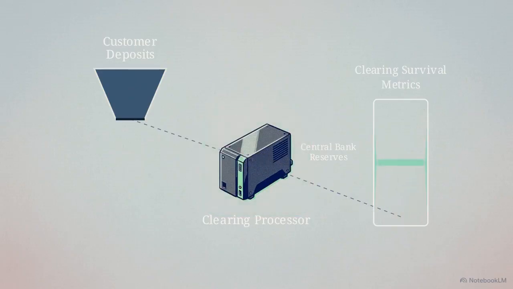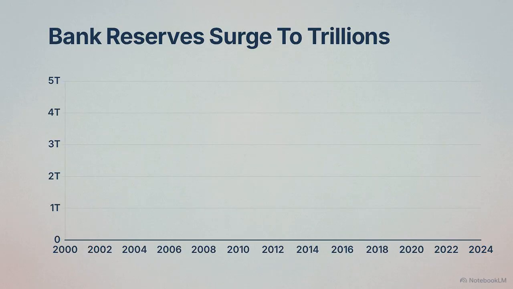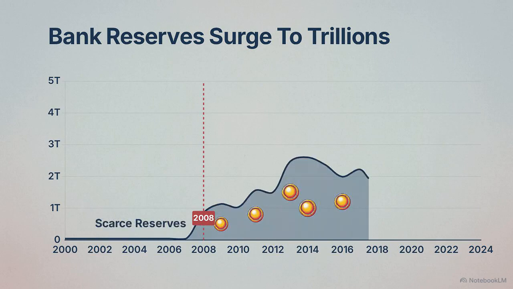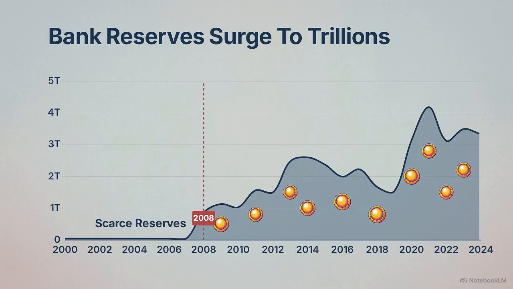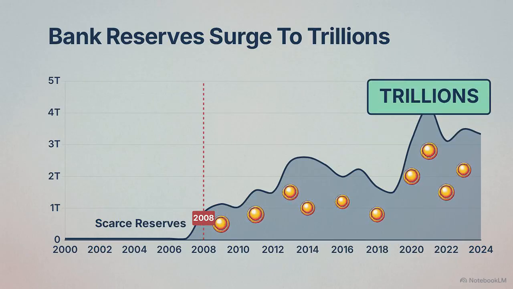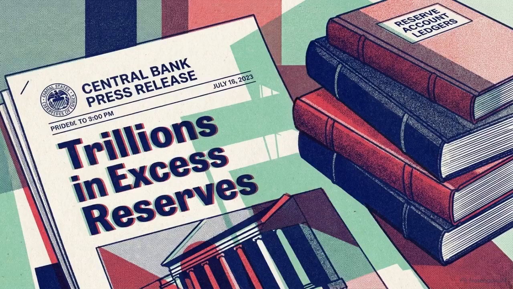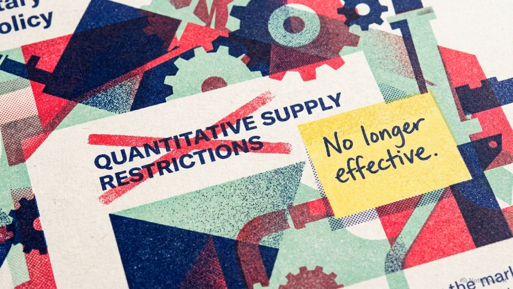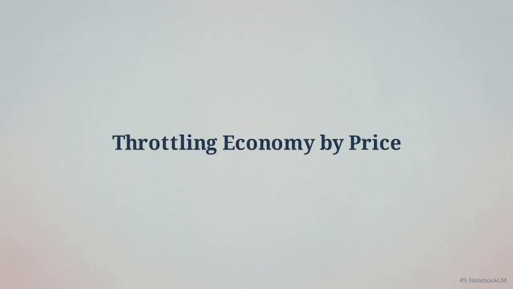This chart tracks total U.S. bank reserves. Before 2008, reserves were kept intentionally scarce. After multiple rounds of quantitative easing, the system experienced a sharp vertical surge into the trillions. Because reserves are now ample and statutory requirements are zero, the Federal Reserve lost its traditional ability to tighten monetary policy by restricting the physical quantity of money. Instead, the central bank must throttle the economy through price.